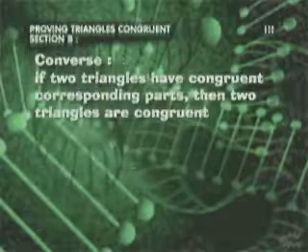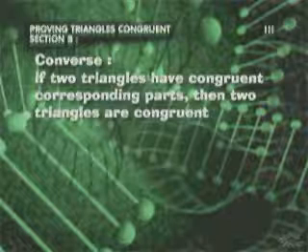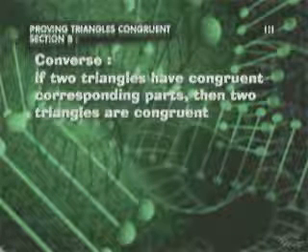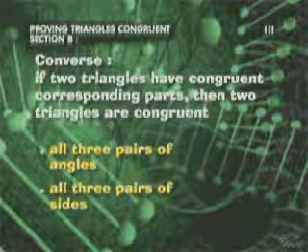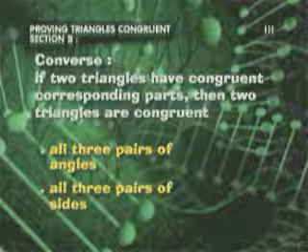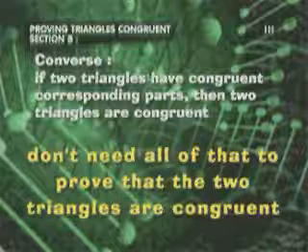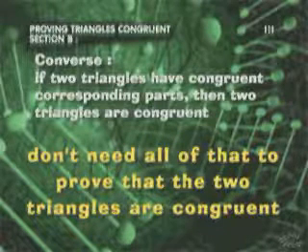The converse is, if two triangles have congruent corresponding parts, then the two triangles are congruent. Because this statement requires us to find 6 matching pairs of items, all 3 pairs of sides and all 3 pairs of angles, before we can claim that two triangles are congruent, it takes a lot more time than our first statement. We don't really need all of that stuff to prove that two triangles are congruent. Just wait, you'll see.